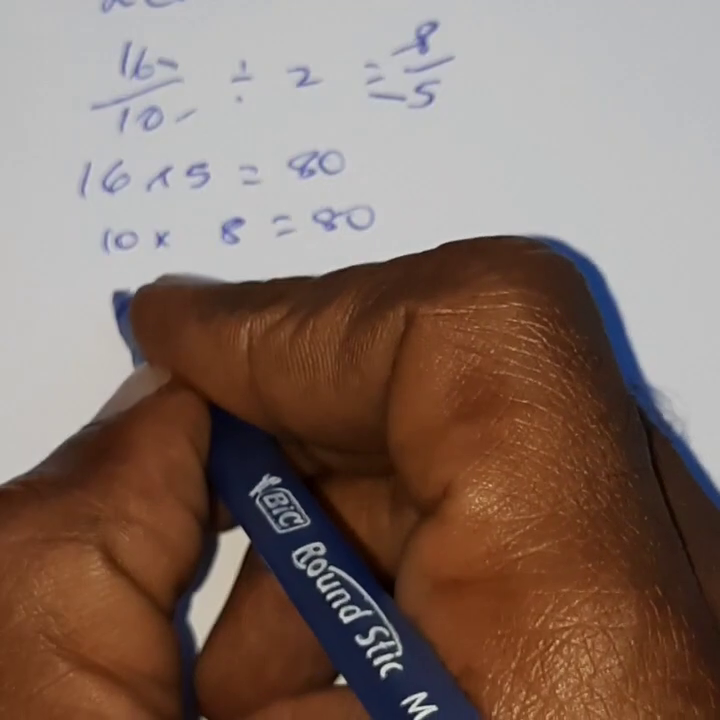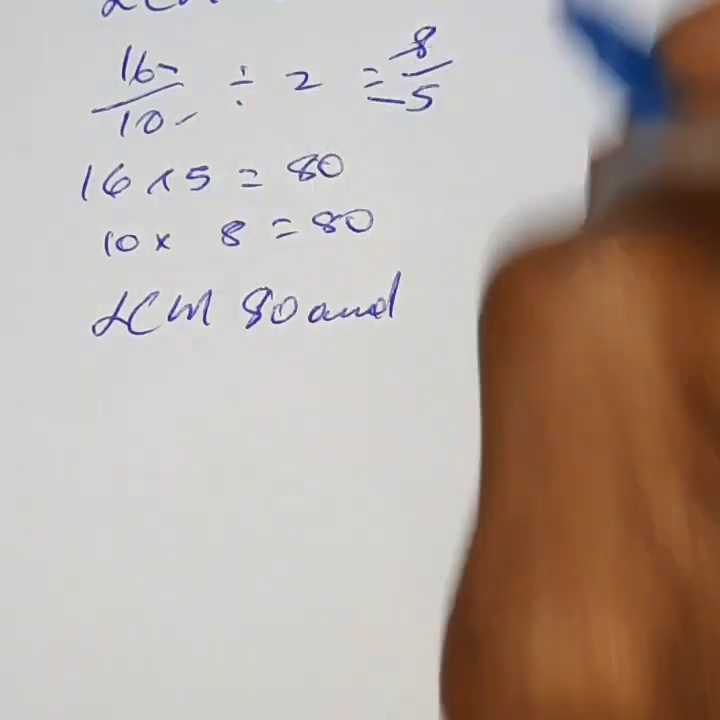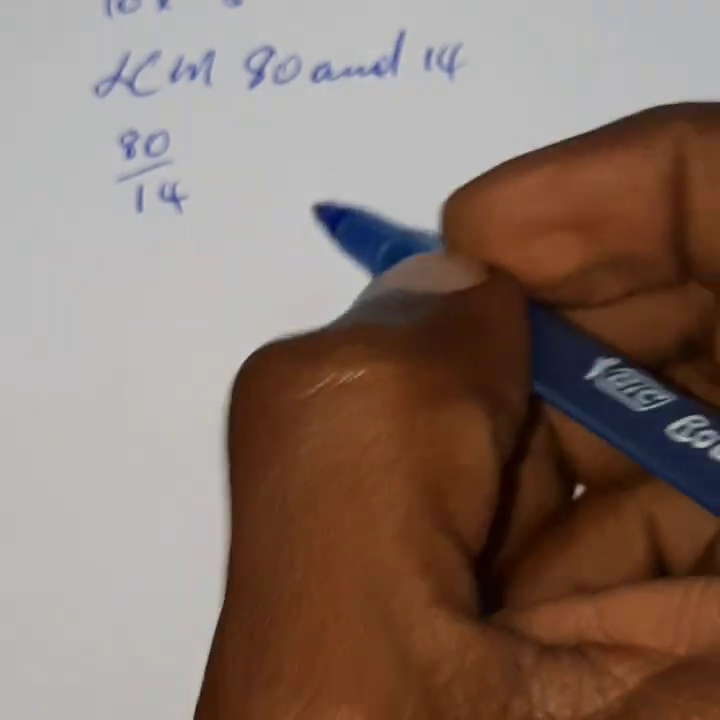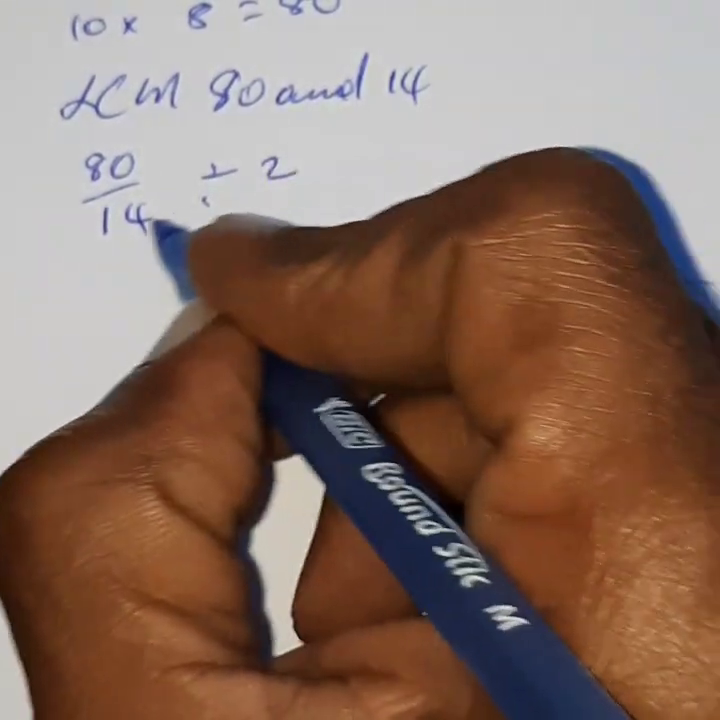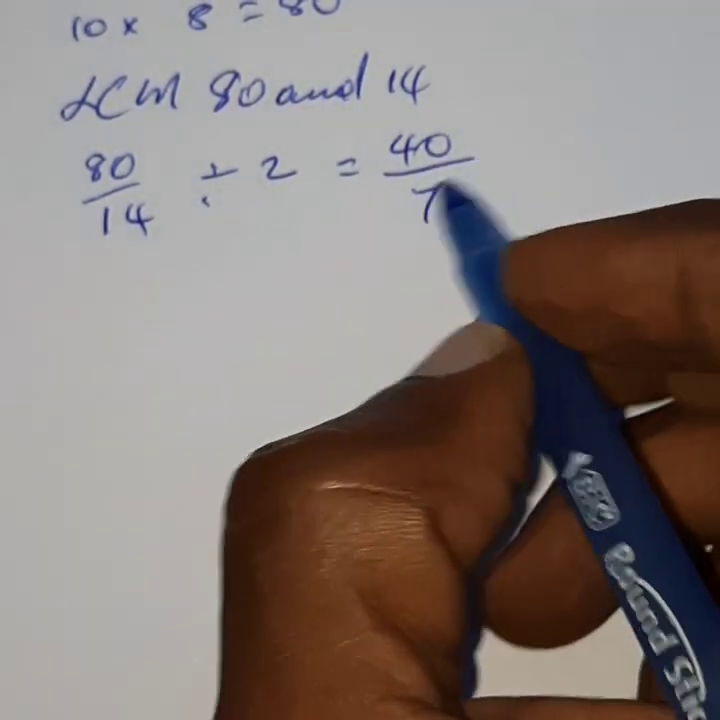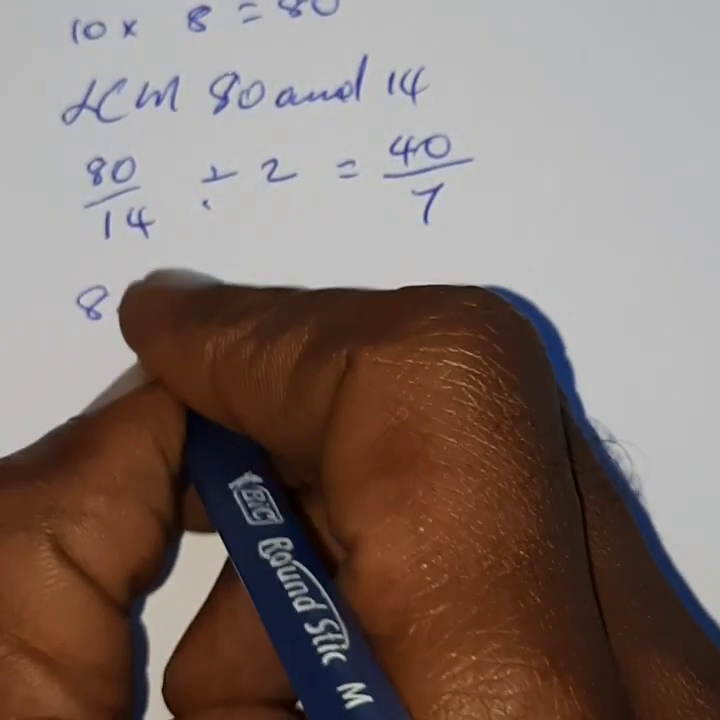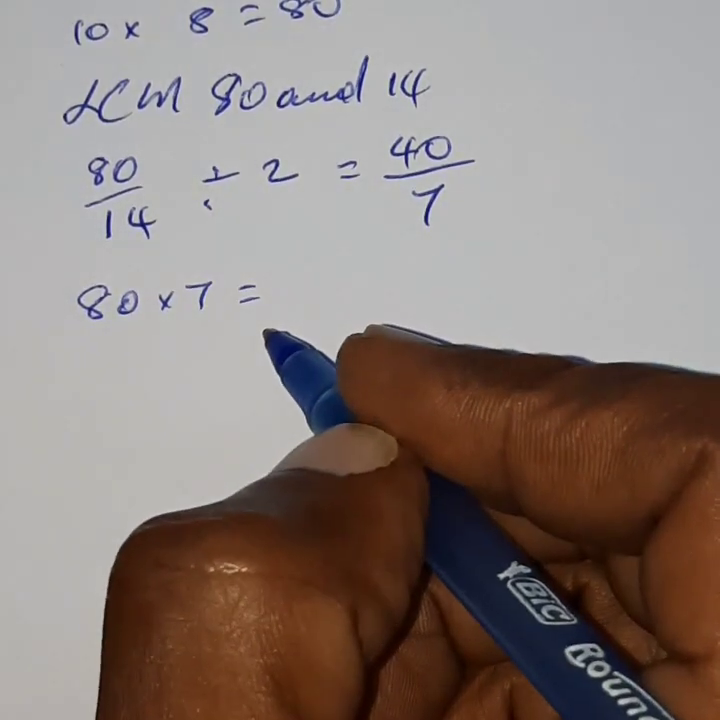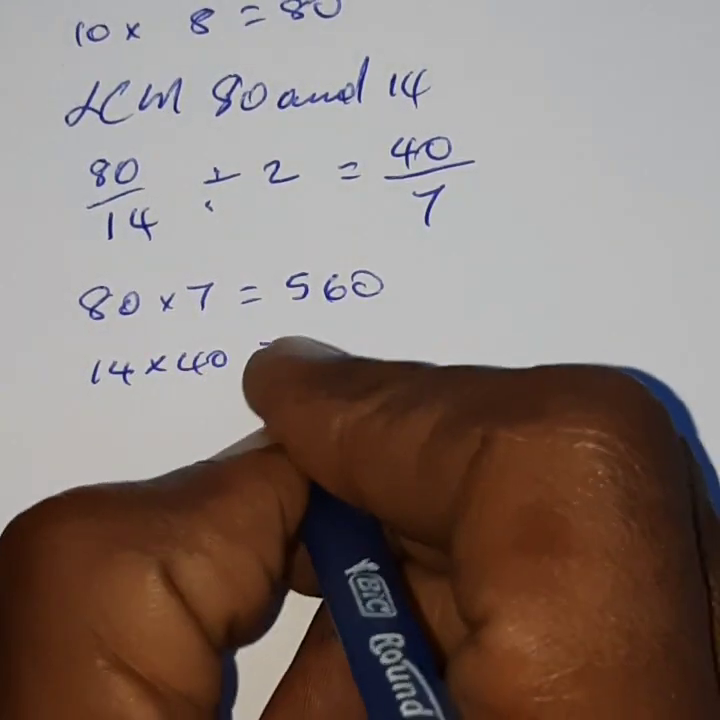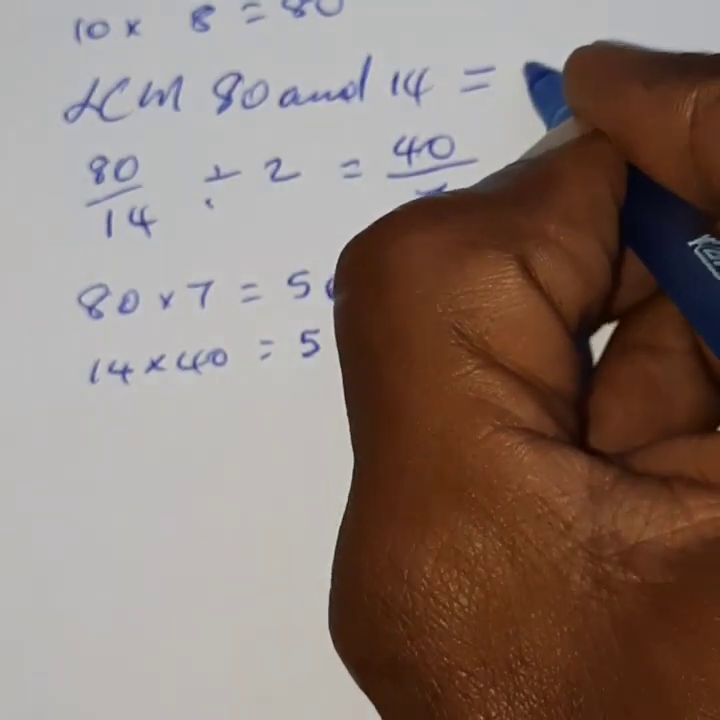And we have to find the LCM of 80 and the next number, which is 14. So we say 80 over 14. I'm going to divide both sides by 2. 2 into 80 is 40 and 2 into 14 is 7. 7 can't go into that. So we now cross multiply: 80 times 7 equals 560, and 14 times 40 equals 560. So the LCM of 80 and 14 is 560.